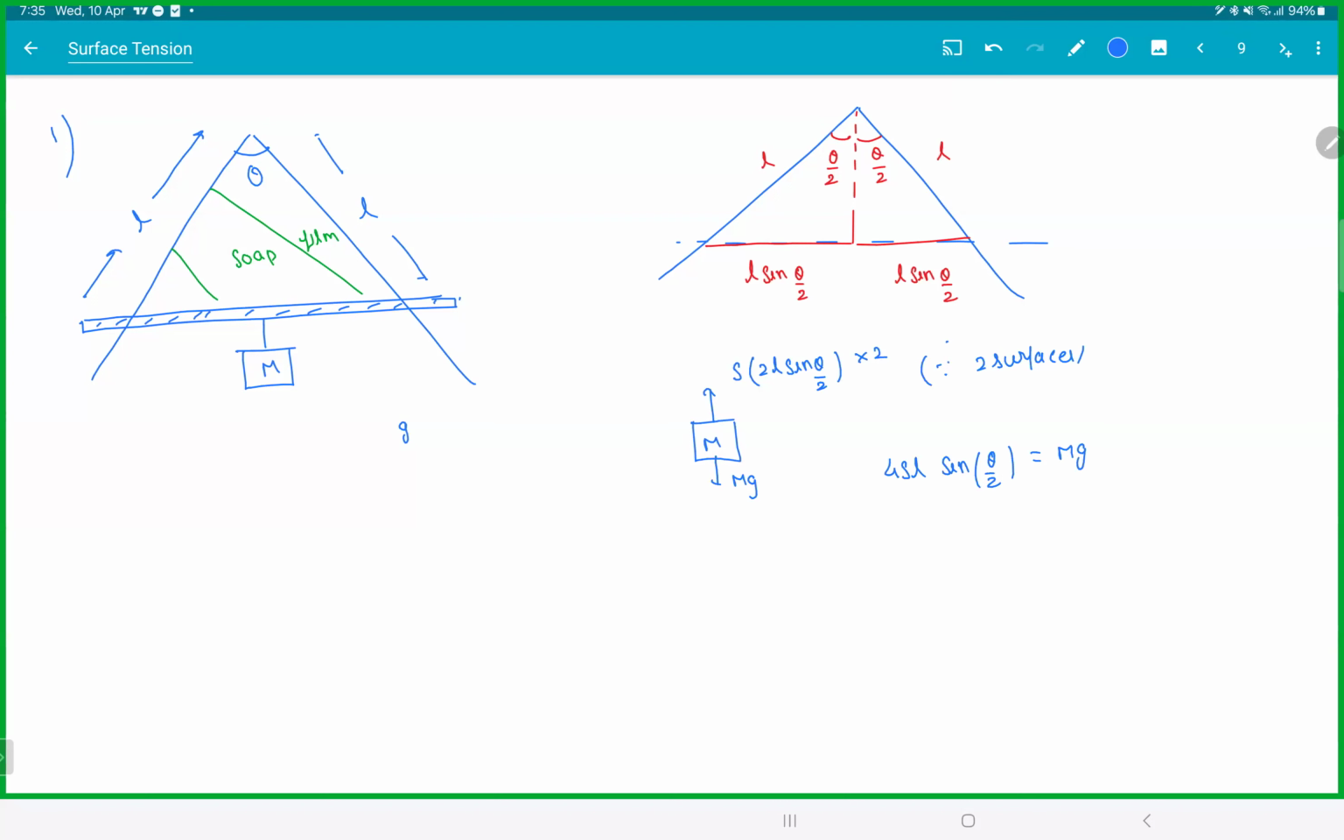Now, if I pull this by x and leave it, find the time period for oscillations. Here, oscillations may not be small. Two pi root m by 2 tan theta.